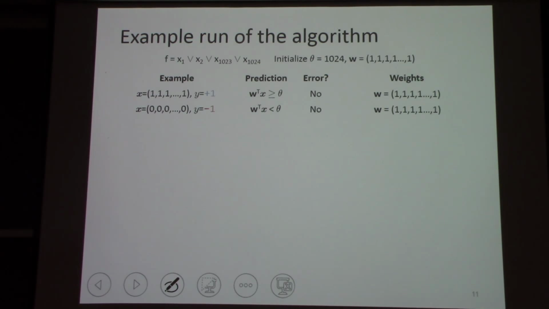The next example comes in. This is an example, let's say, of all zeros. And again, you compute W transpose X. Because every feature is a 0, W transpose X is 0, which is less than 1024. So you predict -1. So there's no mistake. So you don't touch the weights, you move on. Another example comes in. Let's say it has a bunch of zeros in the beginning, except let's say that all the relevant features 1, 2, 1023 and 1024 are all 0, everything else is 1. I'm just randomly picking examples.